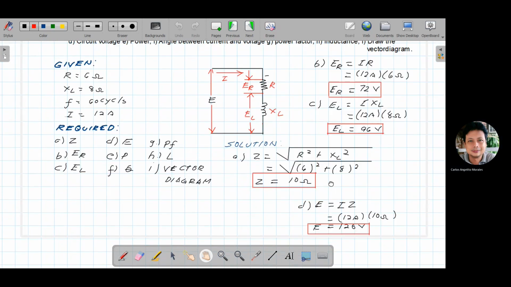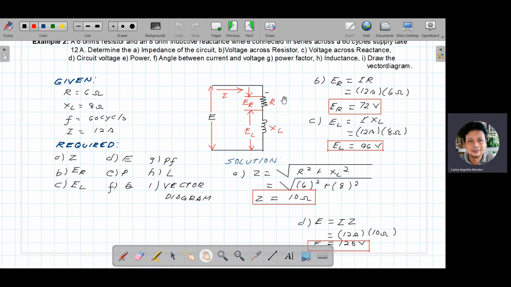Letter B, yung voltage drop dito, kunin natin. Ang voltage drop is ER equals IR. Simpleng Ohm's law lang, no? 12 amperes yung current, 6 ohms yung resistance, nakakuha ka ng 72 volts. So sa makatuwid, 72 volts yung ER. Yung EL ay I XL, 12 ampere times 8 ohms. So 12 ampere yung total current as given. Tapos yung XL is 8 ohms. Given. Nakakuha tayo na 96 volts.